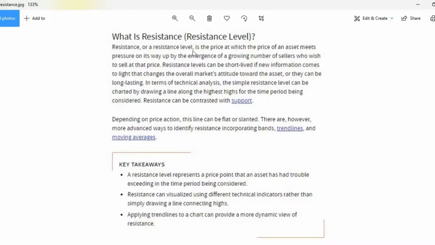So resistance or a resistance level is the price at which the price of an asset meets pressure on its way up by the emergence of a growing number of sellers who wish to sell at that price.